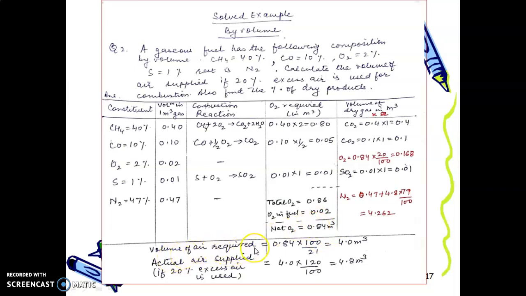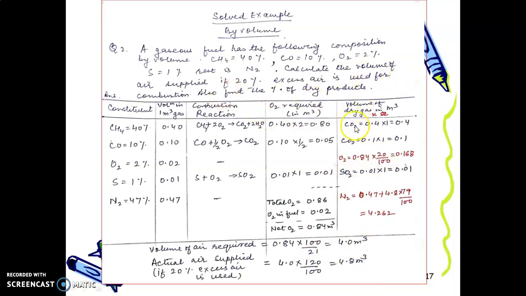The volume of air required is net oxygen into 100 upon 21, that is 4 meter cube. The actual air supplied, if 20% excess air is used, as the question says, is 4 into 120 upon 100, which is 4.8 meter cube. Now the next step is to calculate the percentage of dry products.